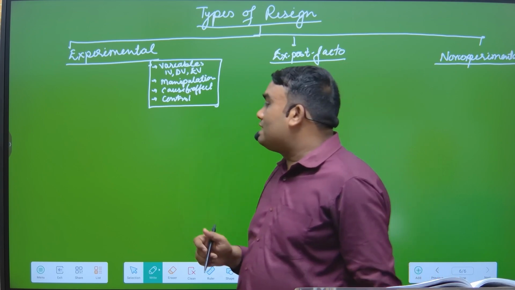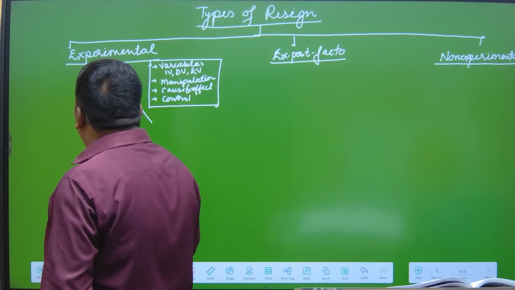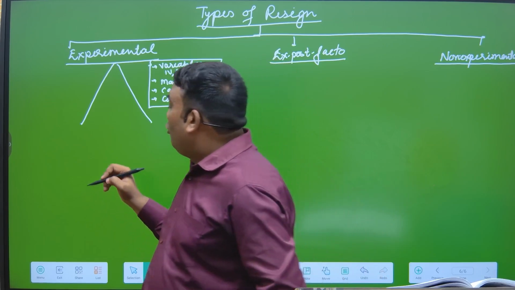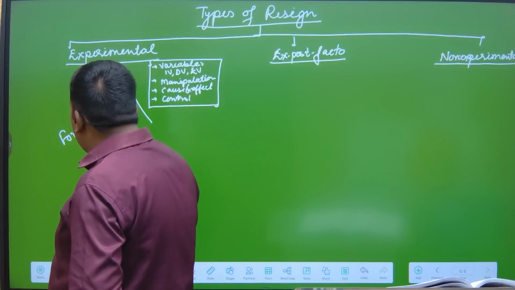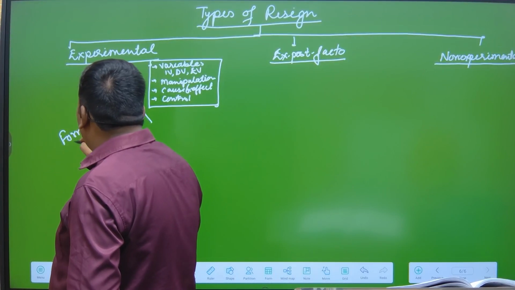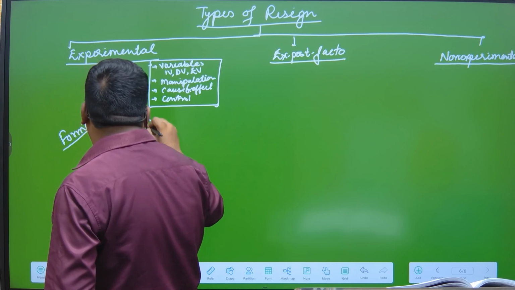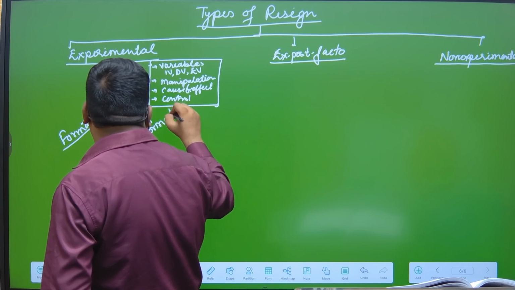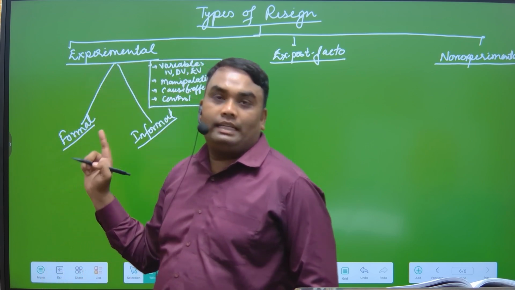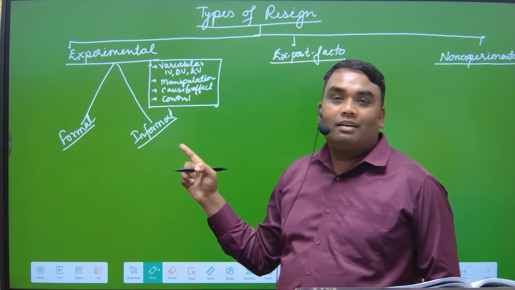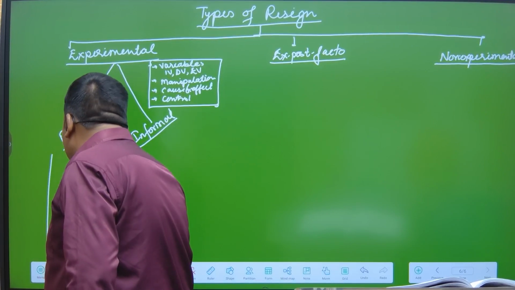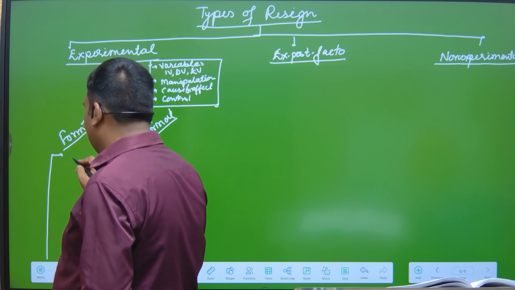So in experimental research design, if we are going to handle the types of design, broadly we can divide them into two basic categories. First, formal, because some experiments are conducted under formal conditions and some under informal conditions, right? So informal and formal are the two basic conditions under which experiments are conducted. So formal means what? In the formal research design, there are basically four research designs.